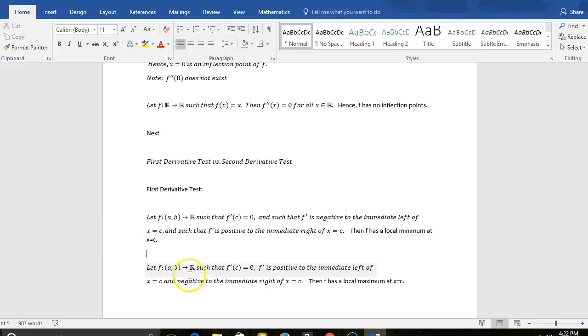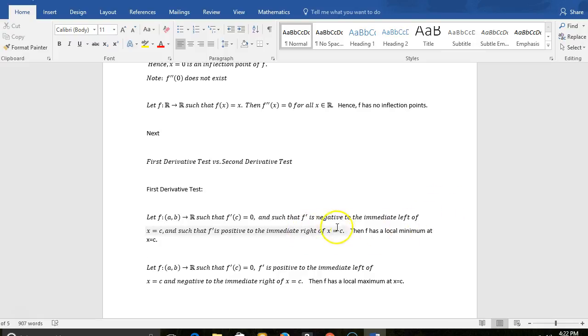Let f be a function from (a, b) to R such that f prime is 0, f prime is positive to the immediate left of x equals c, and such that f prime is negative to the immediate right of x equals c. Then the original function f has a local max at x equals c, and I kind of need to put the same trimmings on this one that I put on the last one. I might do that later, but let me move on for now. You get the idea. Guys, for this one, think about just our old buddy, the classic parabola y equals x squared.